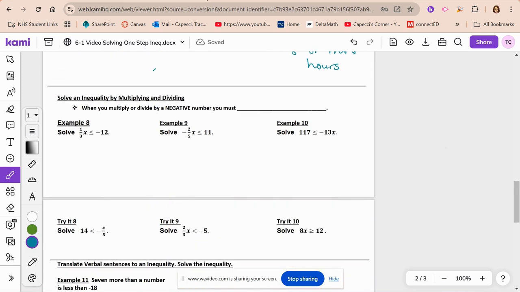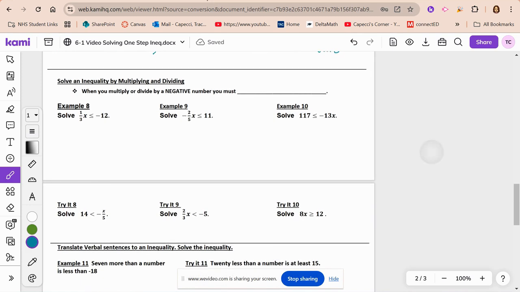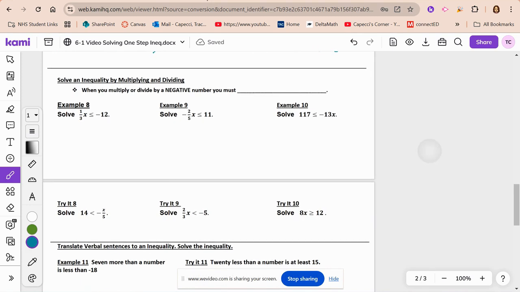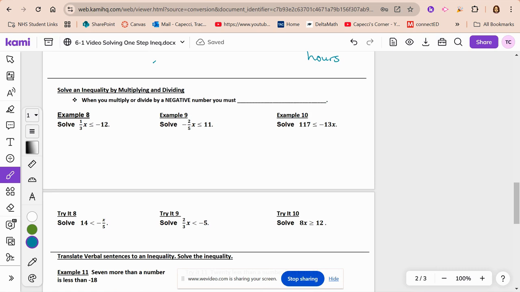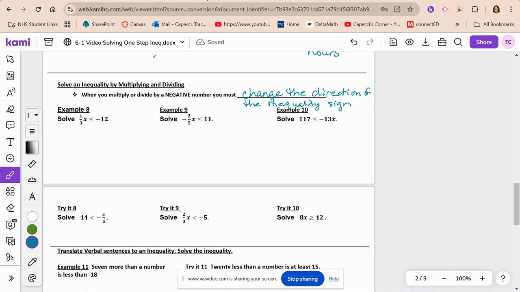Okay. All right, looking at the next one, just as a reminder, when you multiply or divide by a negative number, you must change the direction of the inequality sign. Some teachers say flip. Just make sure you're changing the direction of the sign.